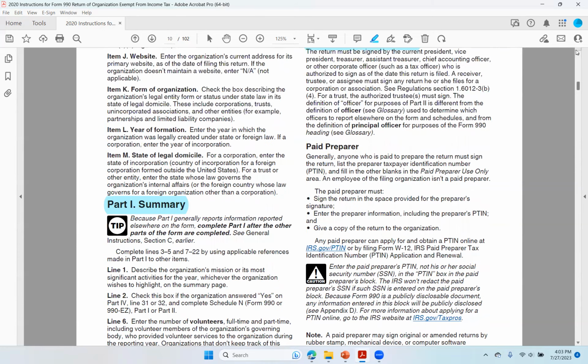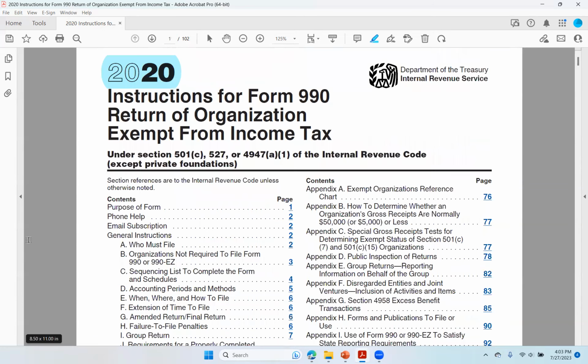All right, well, that's it for this investigation. This is part 1 summary examination of the Form 990 information return submitted by the Black Lives Matter Global Network Foundation in 2020.